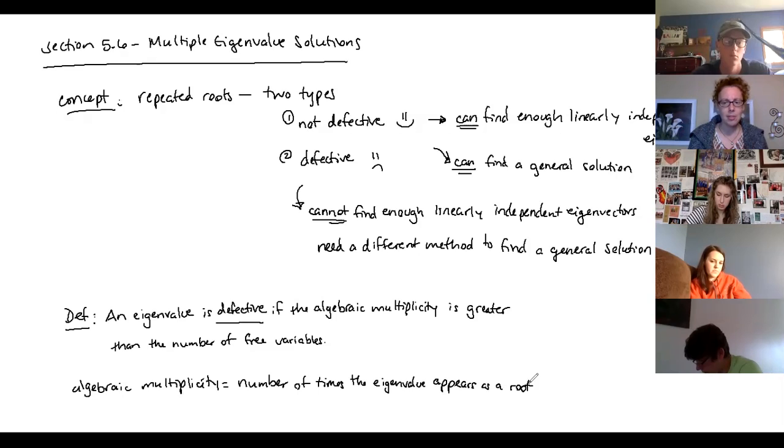That's algebraic multiplicity. Number of free variables is a little bit harder to summarize succinctly, so I'm going to do an example and help you figure out what number of free variables is.